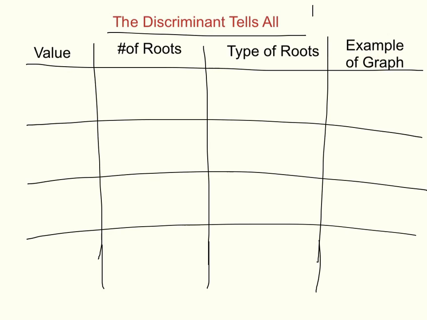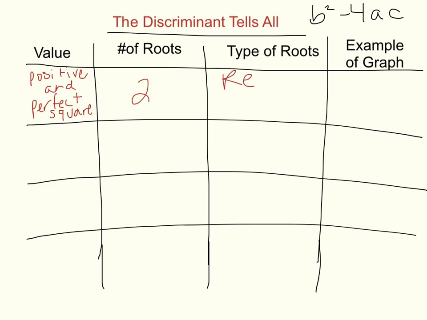So once you find out what b squared minus 4ac is, that'll give you a number. If that number is positive, so greater than 0, and it's a perfect square, so for example, like 25, that's a perfect square positive number, then that means you're going to have two roots. They're going to be real and rational. So that means on a graph, they would cross nicely. You should be able to find them at nice, real, rational numbers.